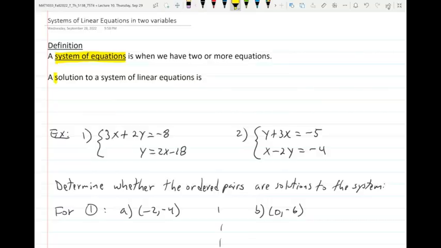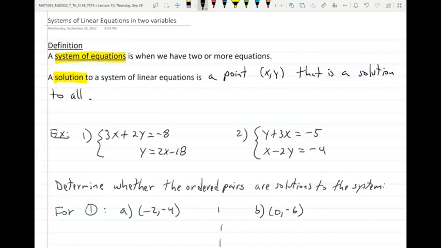So what's a solution? A solution to a system of equations is a point, x comma y, that is a solution to all equations in the system. I'm not saying two equations because it could be 3, 4, 20 equations. We're only going to look at two, but it doesn't have to be two. You could have more than two. So that is a solution to all equations in the system. It's a point that's a solution to all equations in the system.